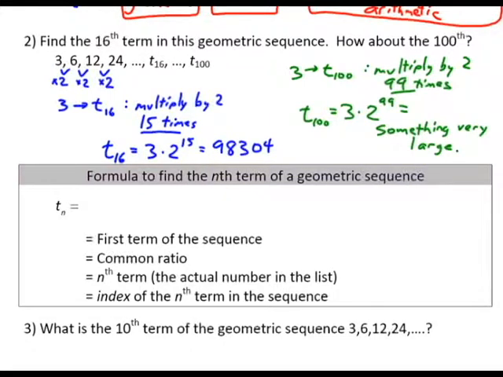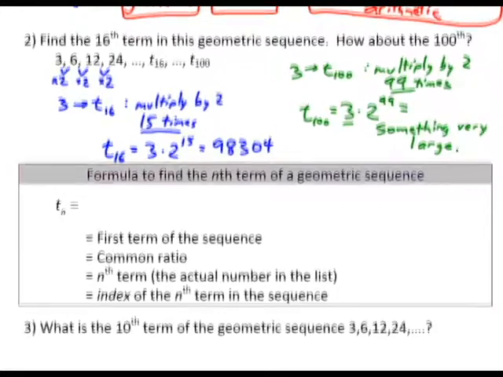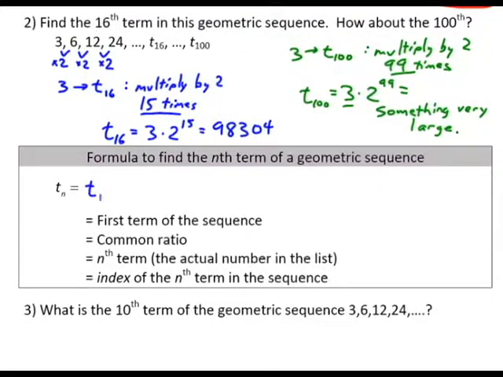The formula we can extrapolate is we're going to take the first term times the common ratio raised to a power that's one less than the term number we're looking for. Again, we can solve problems involving the nth term through algebra or just plugging in.